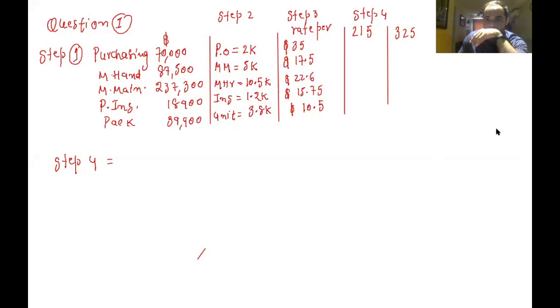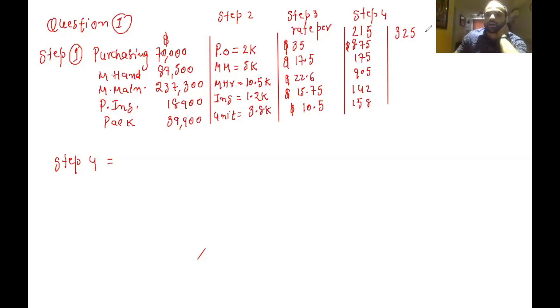How much is it for job 215? 875, and all in orders. And 175 for material handling, then 905 for machine maintenance, then 904 or 905, it doesn't matter if it's in decimals. And 142 for product inspection and packaging 158.